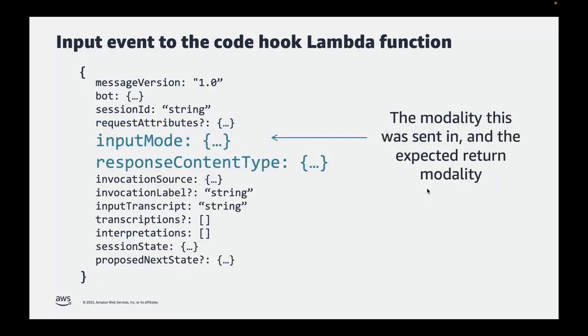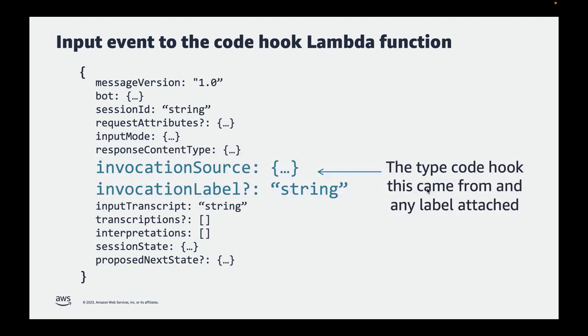The input mode tells us what modality it was sent in, voice or text. Remember that everything is going to be text when it comes into our Lambda. So it's really important that we know, is this a voice originating, so that actually we need to think about the transcription, or was this text from a chat? And the response content type says, hey, here is the type of modality I would like this back in. Please send it to me in text, or please send it to me in audio. And the invocation source will either be fulfillment or dialog code hook. And that invocation label, if you set it, will let you differentiate those different dialog code hooks.